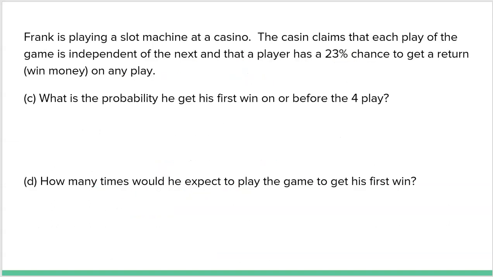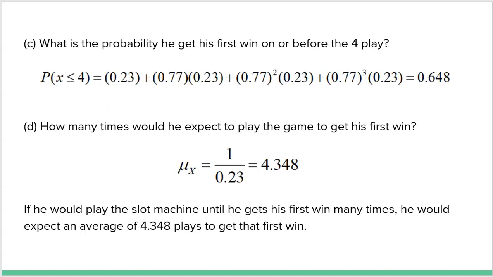All right, two more questions here for you, involving the same scenario with Frank at the casino. What is the probability he gets his first win on or before the fourth play? And how many times would he expect to play the game to get his first win? Again, that's an expectation, the mean. So let's talk about that first question. What is the probability he gets his first win on or before the fourth play?